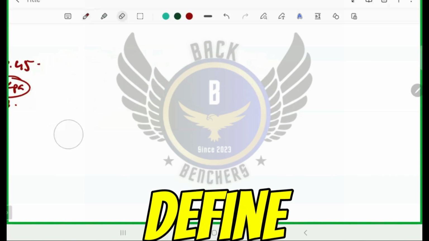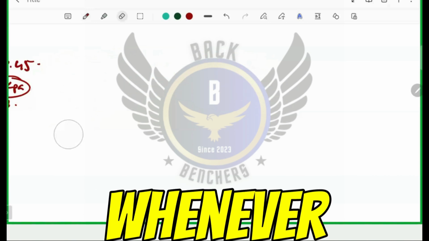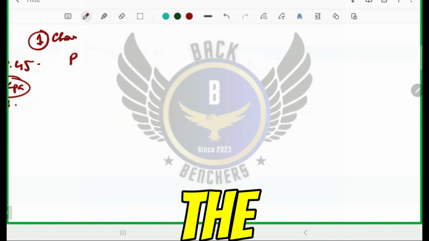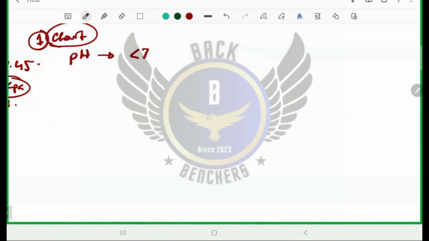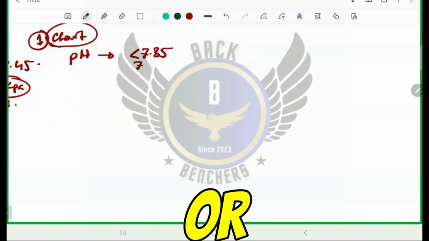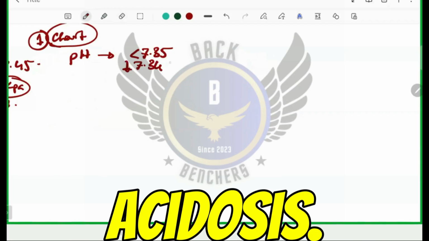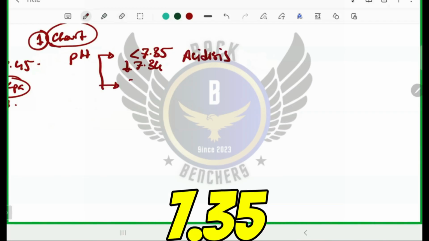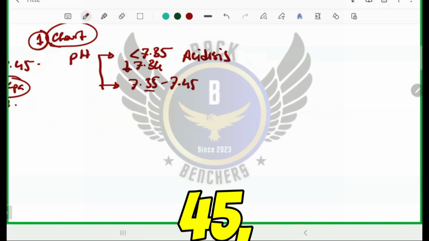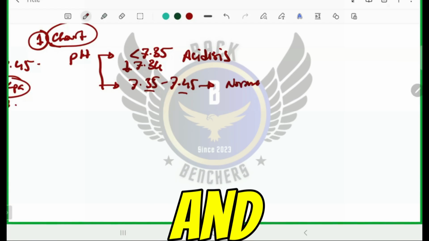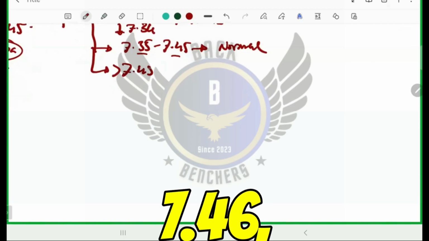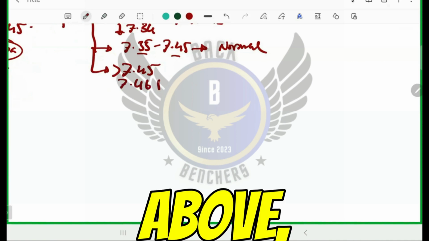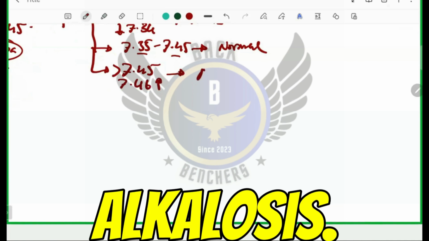So let's define everything. What do we do in step 1? Whenever you get a chart, you see the pH. If it's less than 7.35, that means 7.34 or lower, you mark it as acidosis. If it's between 7.35 and 7.45, or 7.35 or 7.45 itself, you mark it as normal. And if it's more than 7.45, that is 7.46 or above, you mark it as alkalosis.